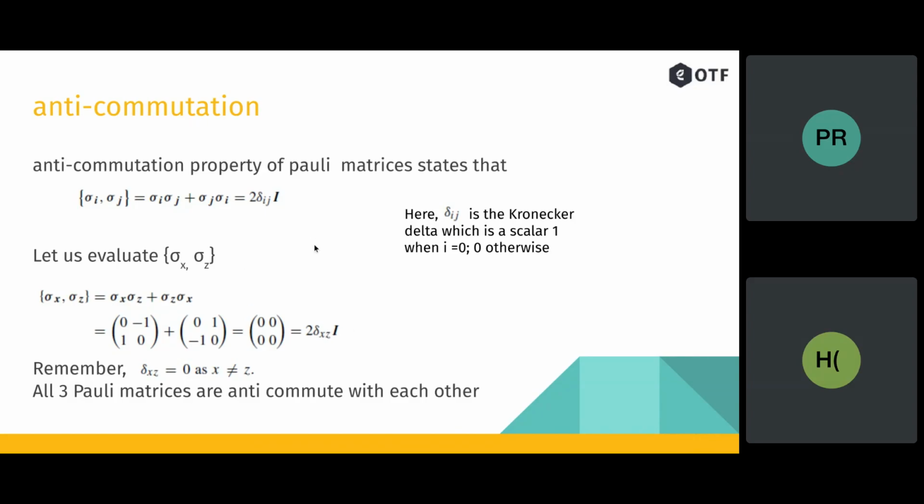So the Kronecker notation, a delta, allows you to describe the same equation. So if you have curly bracket sigma I, comma sigma J, the mathematical representation of the sum AB plus BA, then that turns out to be either twice the identity matrix, or if they are not equal, then it equals 0.